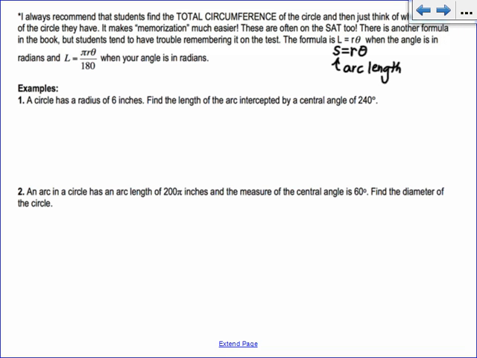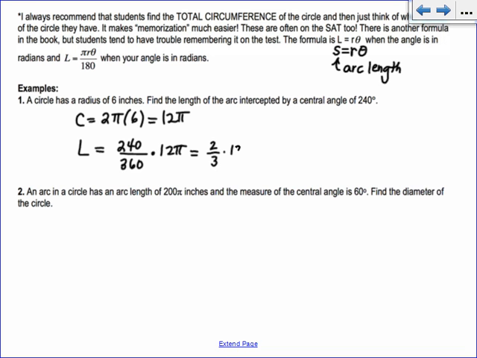So number 1. A circle has a radius of 6 inches. Find the length of the arc intersected by a central angle of 240 degrees. So we have a radius of 6 inches. If I'm finding the total circumference, I have 2 times pi times 6, so I get 12 pi. To find my arc length, I have 240 degrees out of 360 degrees multiplied by that circumference. 240 over 360 reduces down to 2/3. So 2 times 12 is 24 divided by 3, so 8. So we get 8 pi.